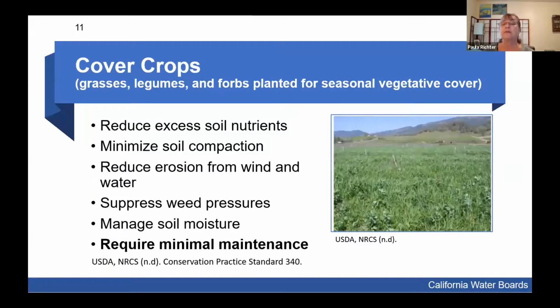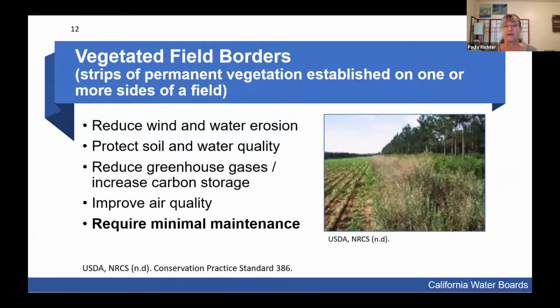Cover crops are rainy season plantings. They're effective in improving water quality, reducing excess nutrients by taking up nitrogen, minimizing soil compaction, and reducing erosion. In general, cover crops require minimal maintenance. Field borders are buffer strips along the outer edge of fields with permanent vegetation. The wider the border, the more diverse the vegetation, the more effective they'll be. These offer many of the same benefits as cover crops.